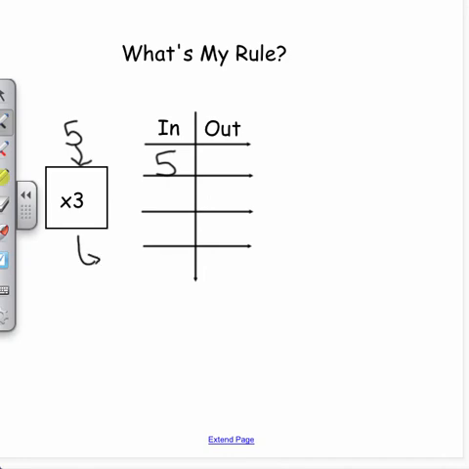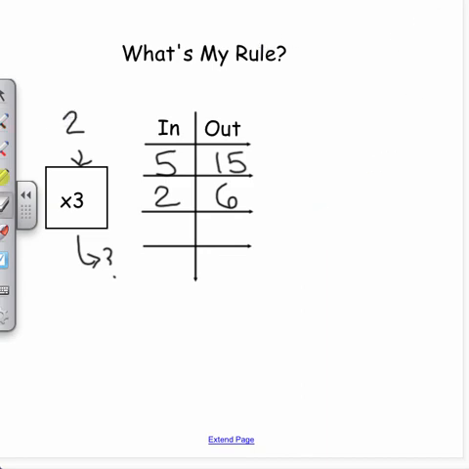I want to know now what comes out. Okay, 5 times 3, 5, 10, 15. 15 would be my out number. Let's say instead of 5, I am going to go ahead and drop in a 2. I'm going to put 2 for my in number. Your job is to figure out what's going to come out. We drop a 2 in, it gets multiplied by 3, so 3 number 2s, 2, 4, and 6 is the number that would come out.